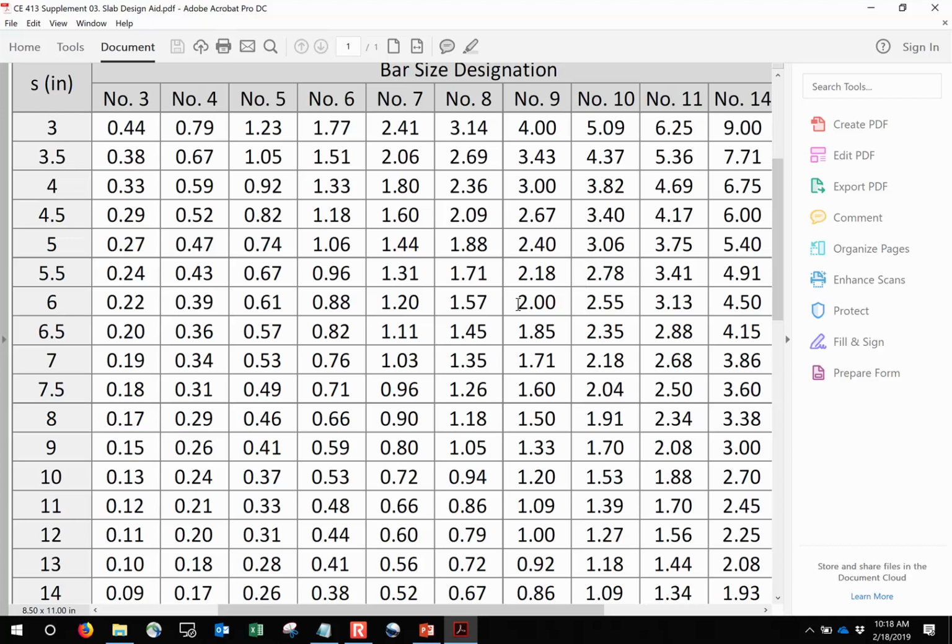I don't want you to think that there's anything super mysterious about this. There really isn't. But this guide is much more appropriate if you have a pattern of reinforcement that you'd like to repeat over and over again, like in a slab. So, okay.